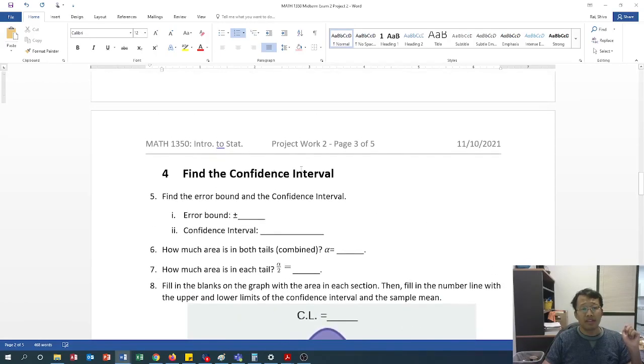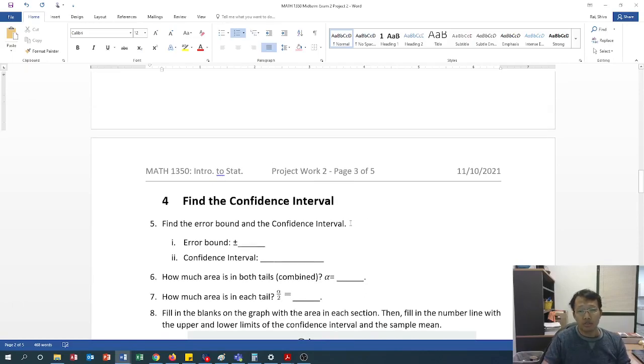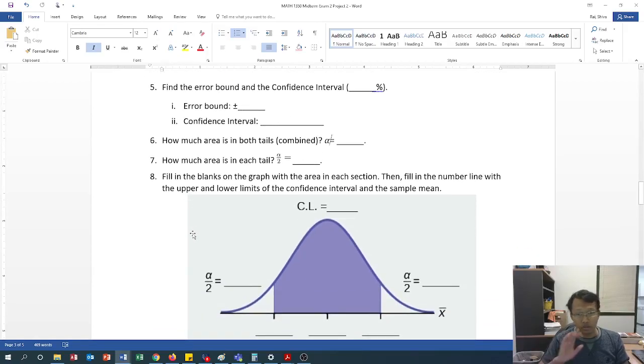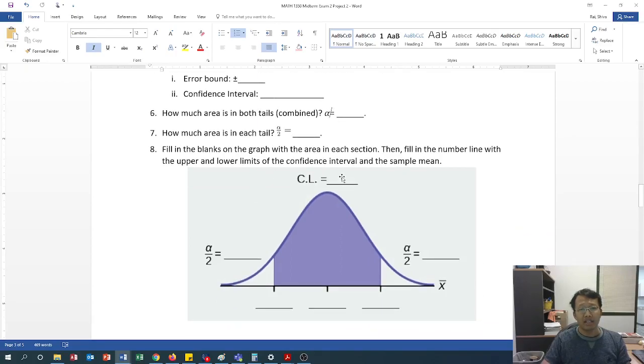For this one, find the confidence interval. I would ask you to go for any confidence interval that you would like. So just write down the confidence interval, this much percent. Okay, and the error bound is this much, the confidence interval is this much. What is alpha and what is alpha by 2? You know how to do it. If not, go to the announcement section and check the latest announcement for that. I have a video posted over there as well. And write down the confidence level, everything that you have chosen.